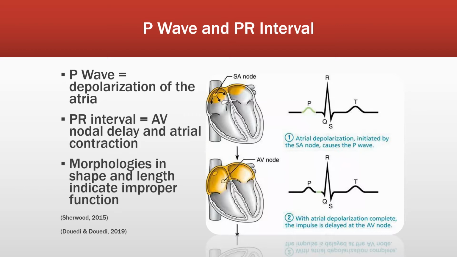The PR interval represents the time between atrial depolarization and ventricular depolarization, which also represents the AV nodal delay. During this time, we can observe muscular contraction of the atria. Lengthening or shortening of the PR interval can indicate dysfunction of the sinoatrial or atrioventricular nodes.